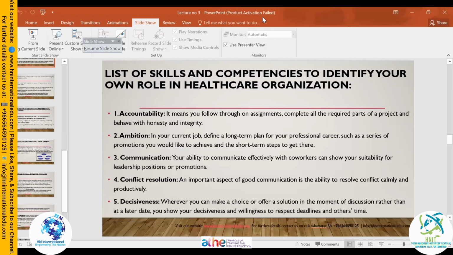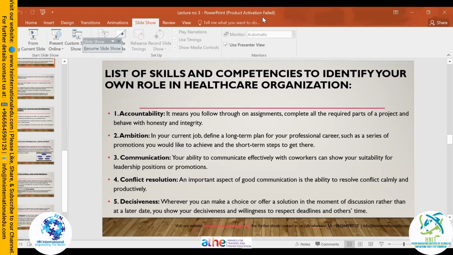The third one is communication. Your ability to communicate effectively with co-workers can show your suitability for leadership positions and promotion. Communication is the only way, as you know, that we share our thoughts, we transfer our thoughts to others. We give words to our feelings in order to communicate with others. So communication is the basic skill an employer or an owner must have in order to transfer their feelings, or to share their plans with others.